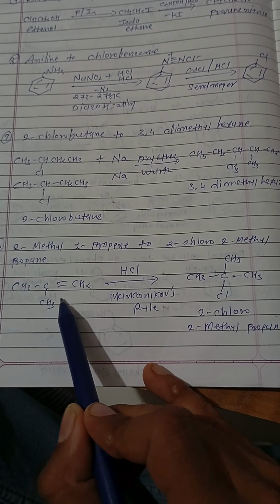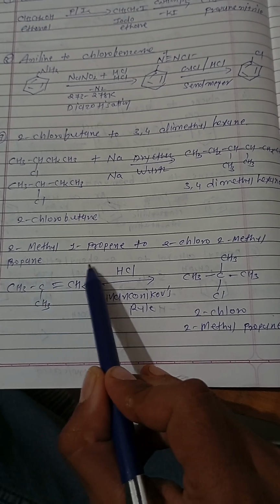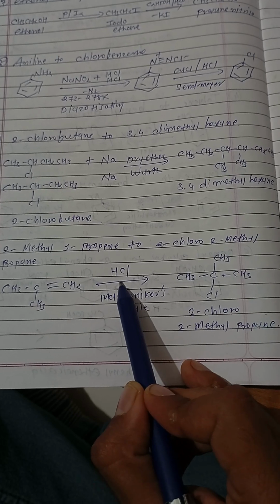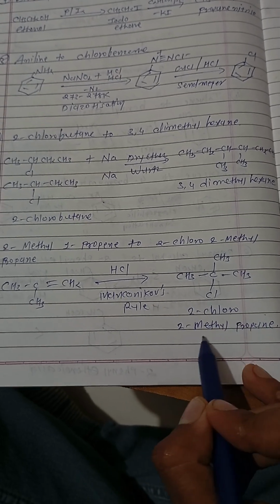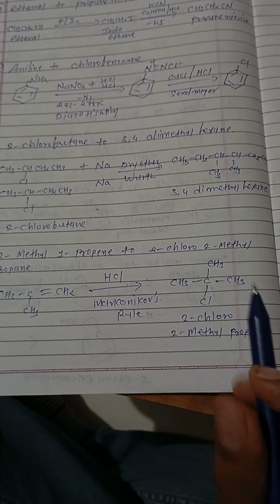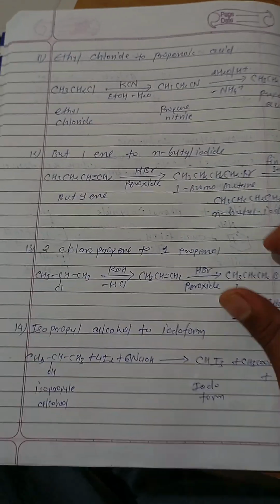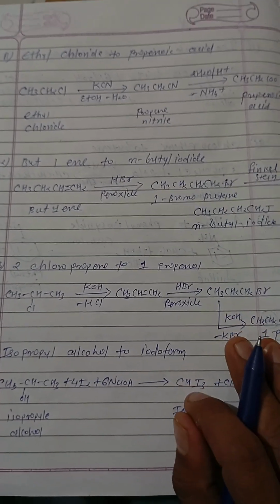So we have 2-methylpropene, 2-methyl-1-propene, we have this one. According to Markovnikov rule, we just apply HCl there, will form 2-chloro-2-methylpropane. So this is the answer of it. Then after, the next example is number 11.